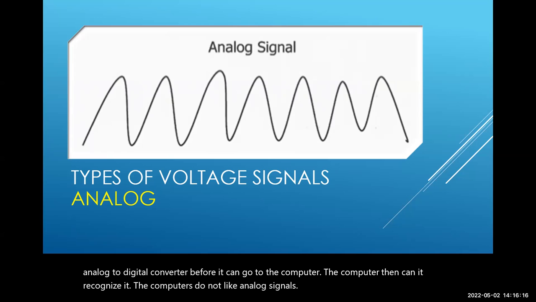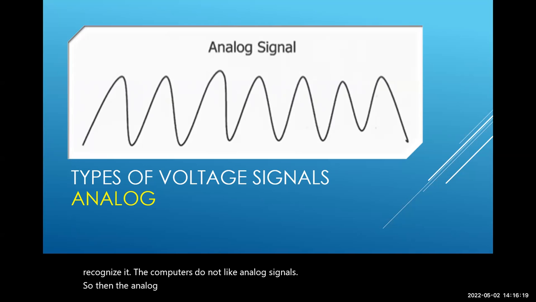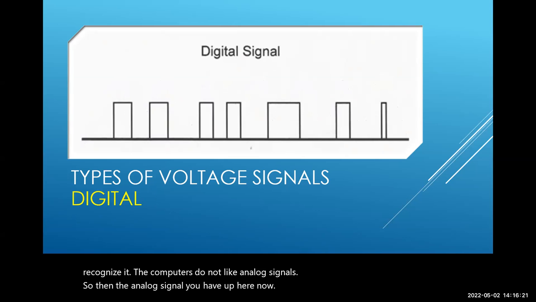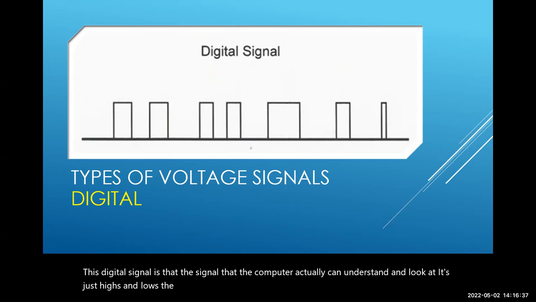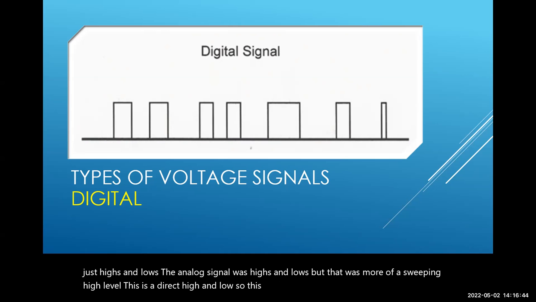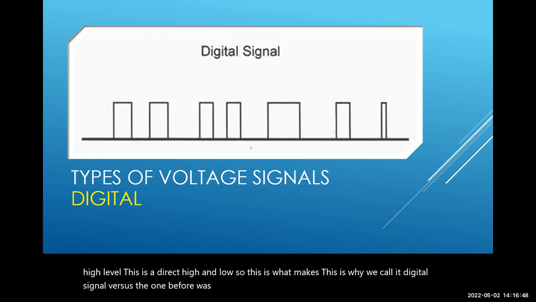So the analog signal you have up here now, this is a digital signal. This digital signal is the signal that the computer actually can understand and look at. It's just highs and lows. The analog signal was highs and lows, but that was more of a sweeping high and low. This is a direct high and low. So this is why we call it a digital signal versus the one before, which was an analog signal.